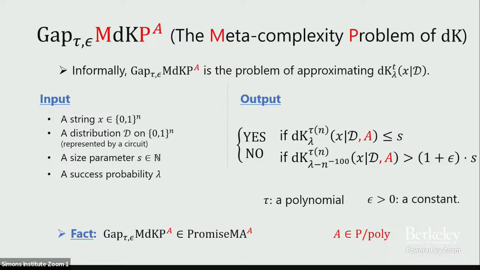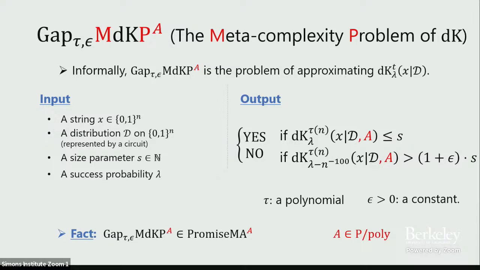Is A an input or not? It's not an input. So what does it mean that it's NP-hard for the adversary A? That's NP-hard for some A, or for any A? Yeah, I will state it in the next slide. I also didn't get it.